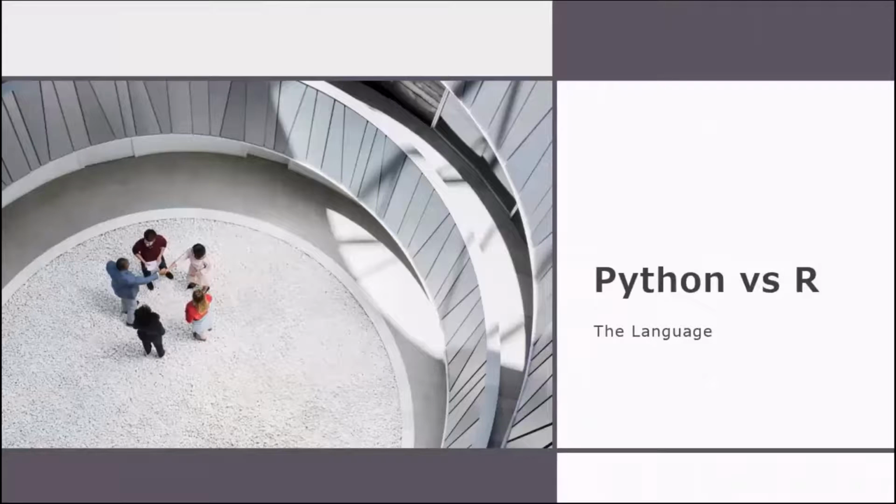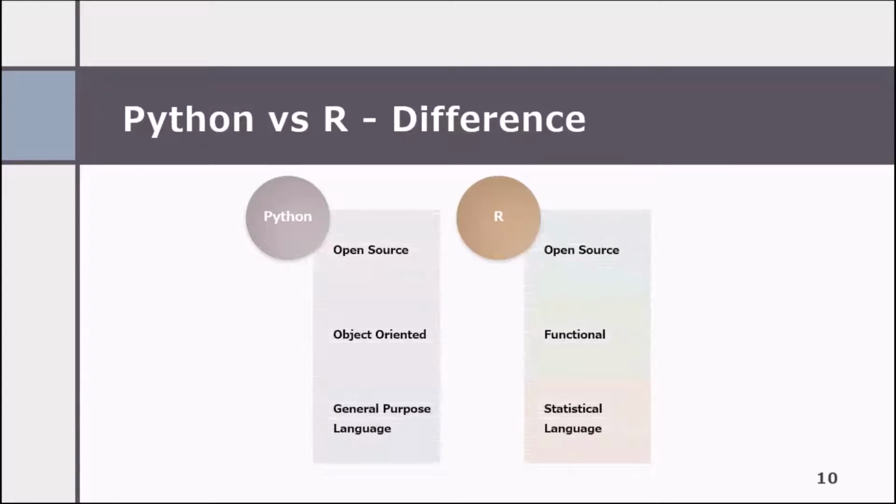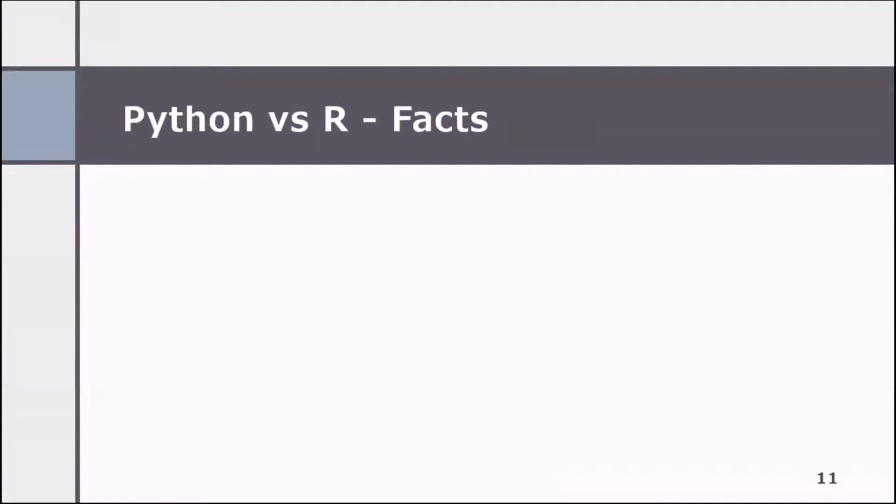So let's look at Python versus R, the language. Python and R are the topmost programming language used for AI and data science project implementation. Let's look at some of the differences between Python and R. Python is open source, R is also open source. Python is object-oriented, R is mostly functional-oriented. Python is general purpose language. It can be used for application development, web development, along with AI and data science. R is considered as statistical language, and its primary use case is for AI and data science.